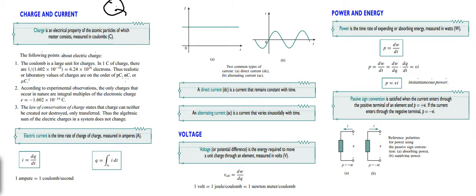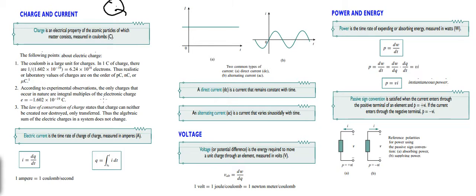Number two, according to experimental observations, the only charges that occur in nature are integral multiples of the electronic charge, which is the fundamental charge, negative 1.602 x 10 to the power of negative 19 coulomb. It is negative because we have the electrons.